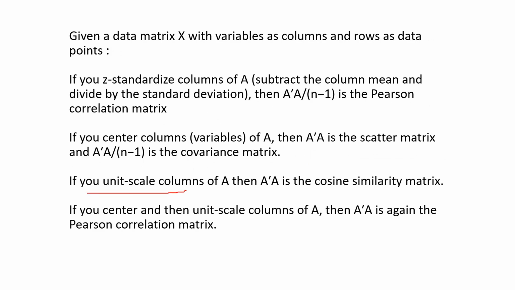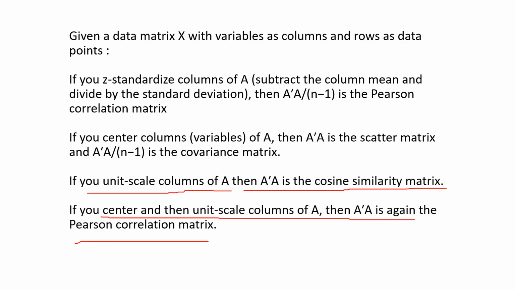If we unit scale the columns of A, then A transpose A is the cosine similarity matrix. If we center and then unit scale the columns of A, then A transpose A is again the correlation matrix. So these are some useful pointers which can be helpful in a number of different problems.